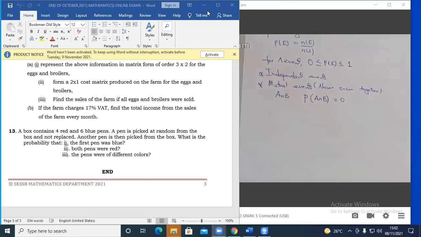Intersection means they will occur together. But for mutually exclusive events, they will never occur together.